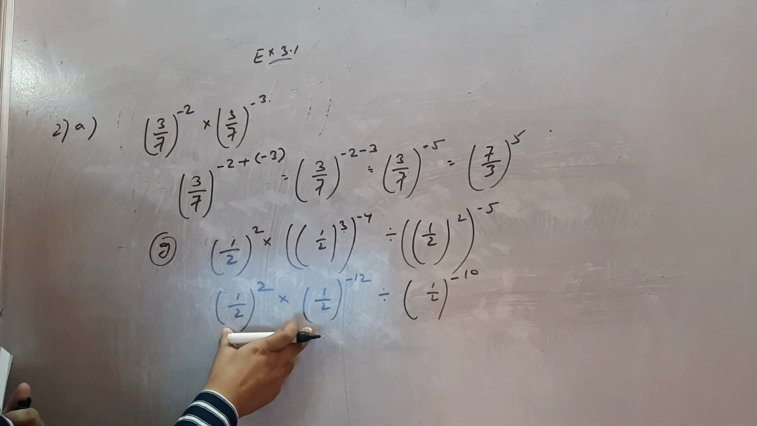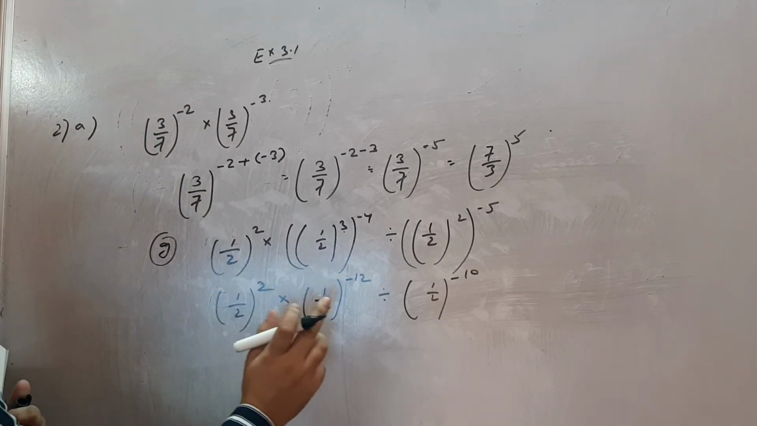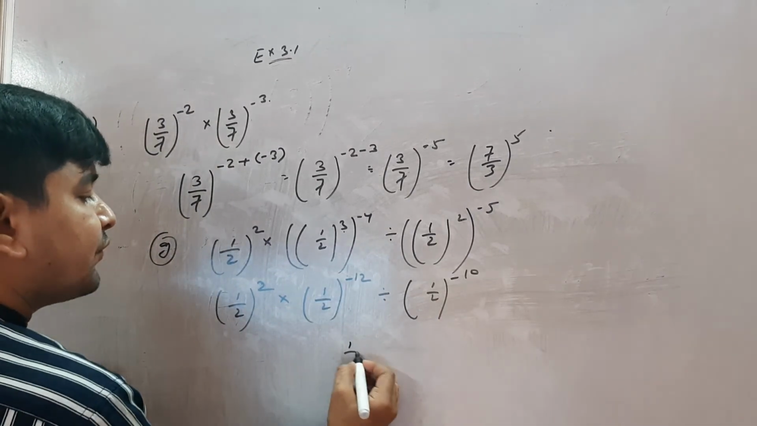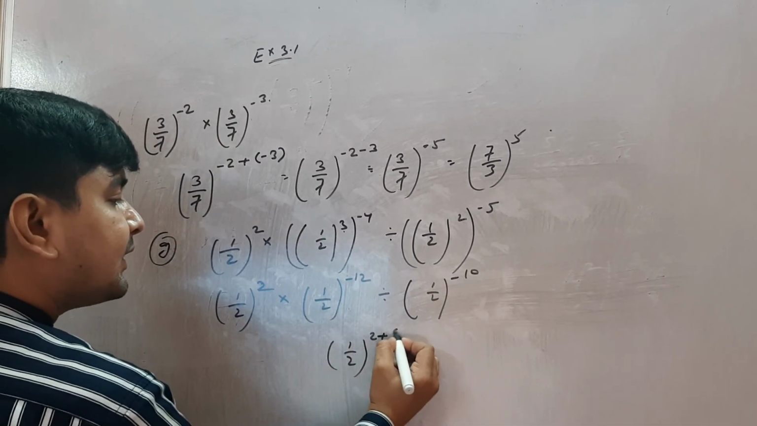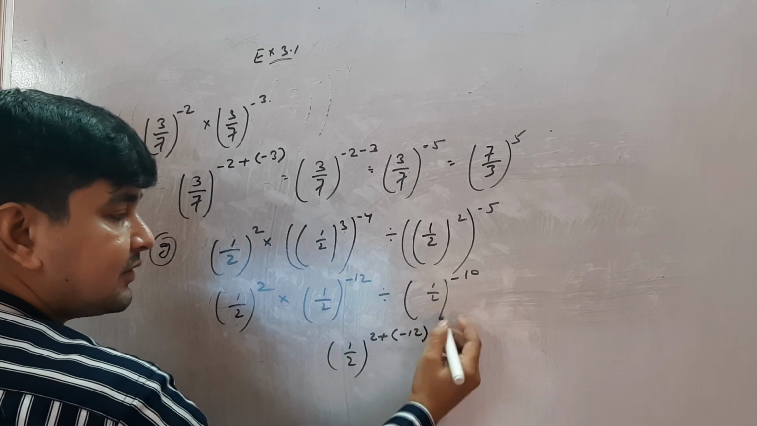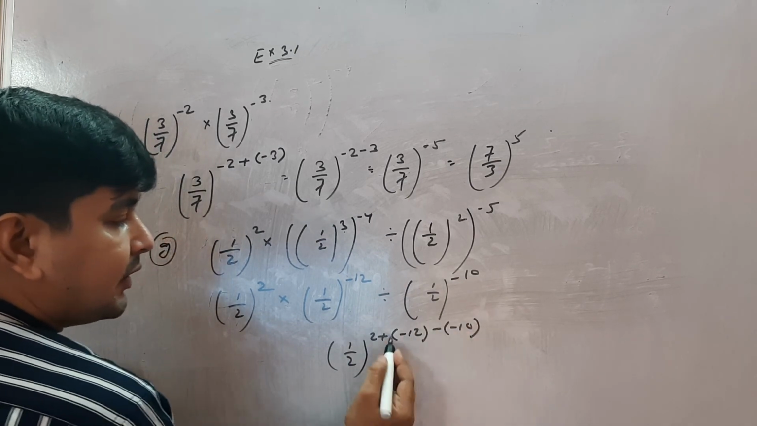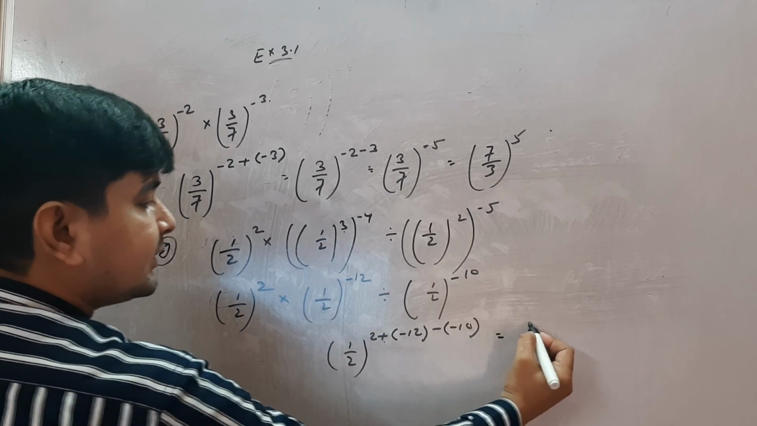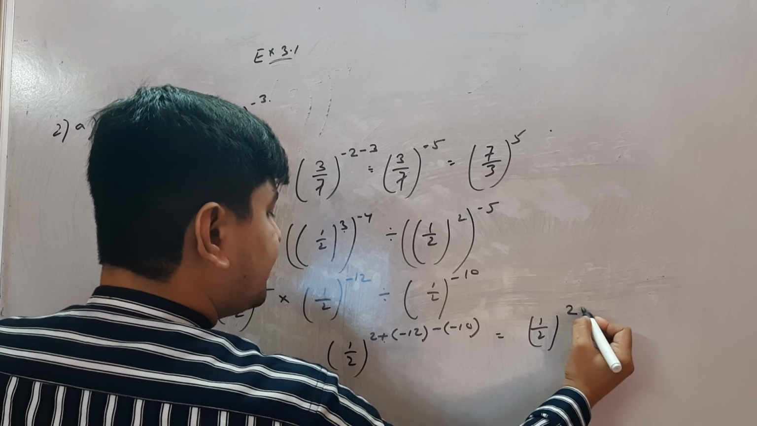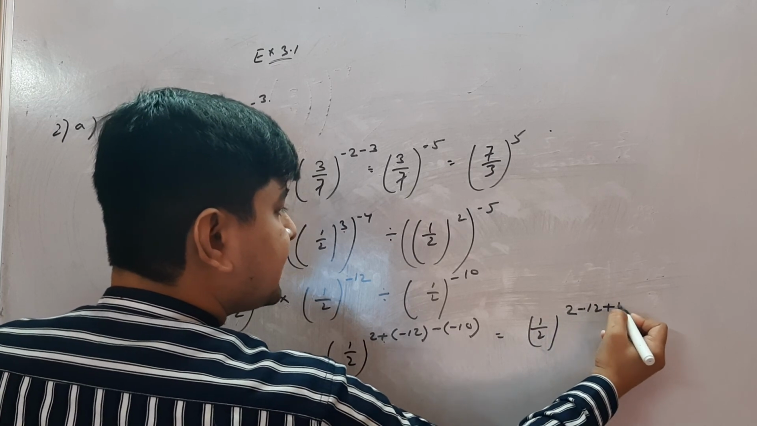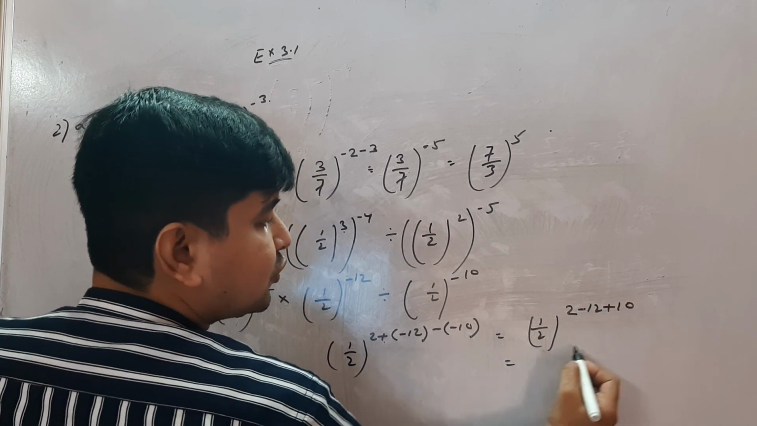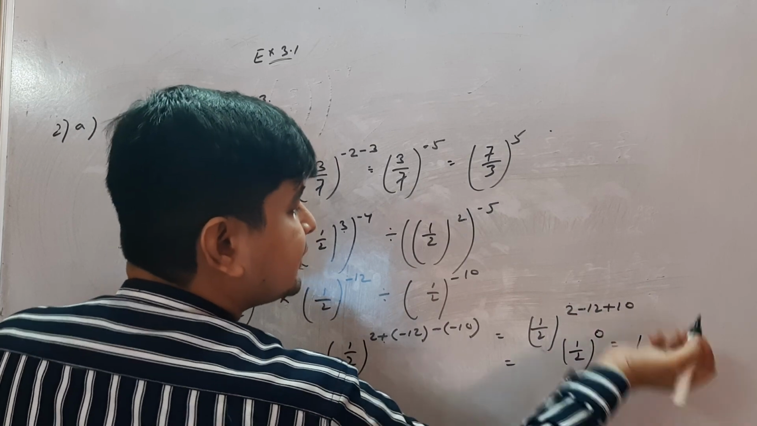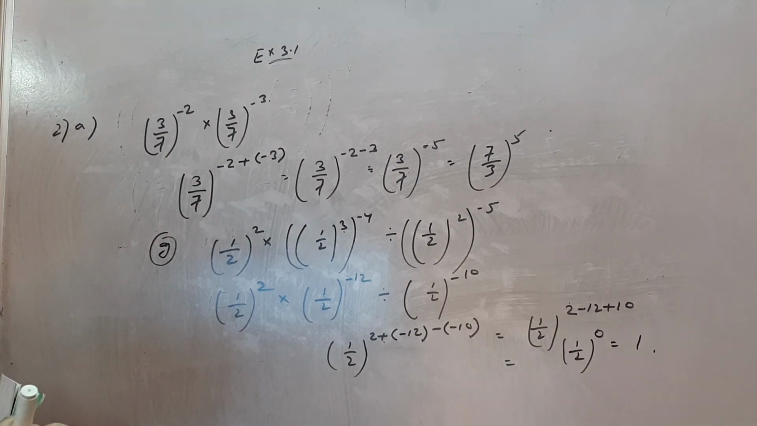Okay, so these two are in multiplication, so the power is added, but this one is division, so the power is subtracted. So 1 upon 2, 2 plus minus 12, but this one is divide, so minus minus 10. This plus is for the multiplication and this minus for the division. Clear? So the answer is 1 upon 2, 2 plus minus 12 minus minus 10, plus 10. Okay, so 1 upon 2, 2 plus 10 is 12, 12 minus 12 is 0, so the answer is 1. Clear?